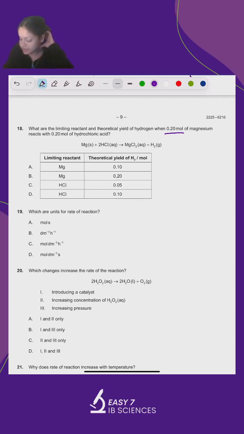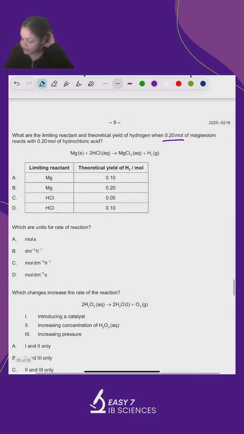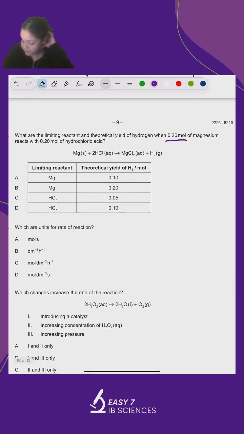So I'm going to go through it. Here I have 0.2 moles of magnesium. I also have 0.2 moles of hydrochloric acid. So off the bat, I can tell that my limiting reagent is going to be the hydrochloric acid because I have an excess of magnesium. Because the ratio is 1 to 2, if I react 0.2 moles of magnesium, I would need 0.4 moles of HCl, but I don't have that, which is why the HCl is my limiting reactant. So I can immediately rule out A and B.